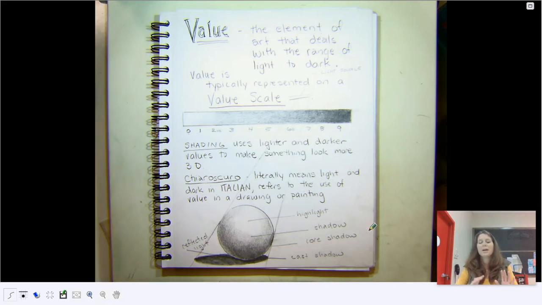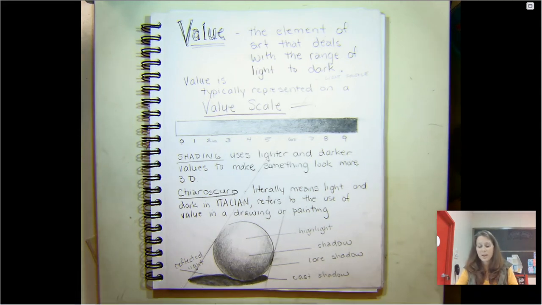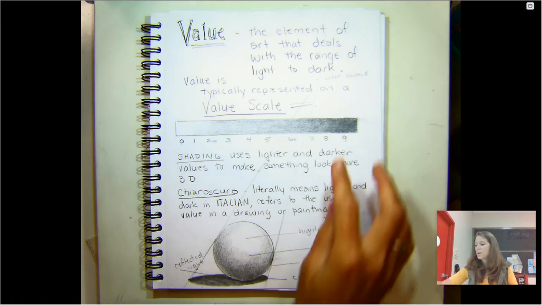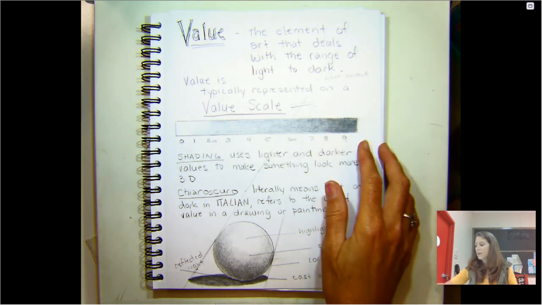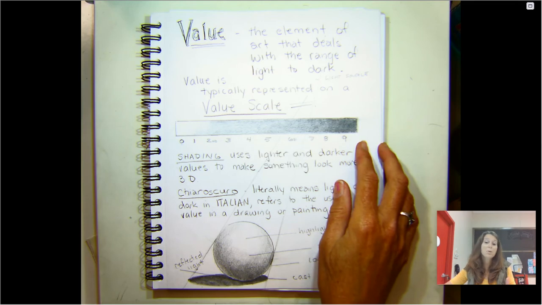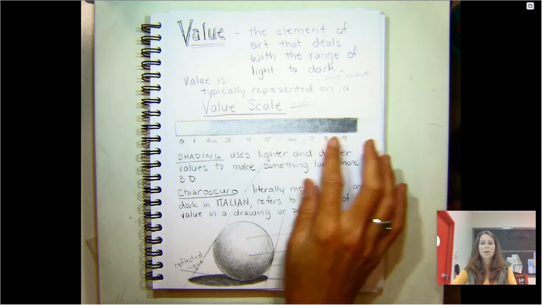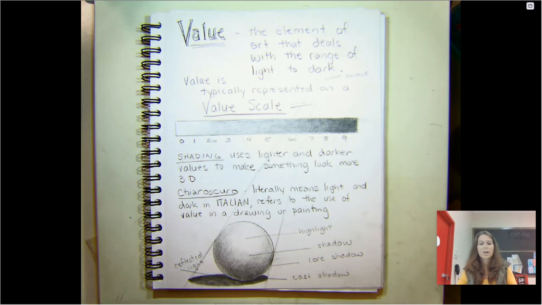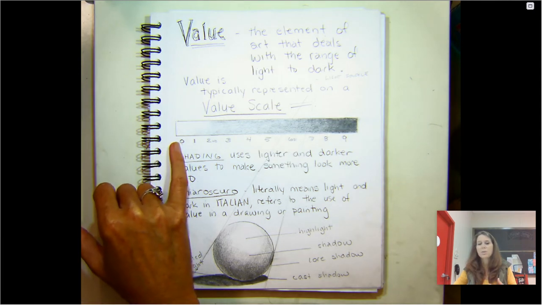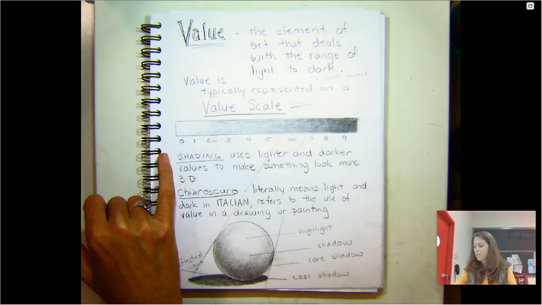Okay, good morning. We're going to go over our notes from yesterday and then we're going to start to add color to value today. Yesterday we talked about value as an element that deals with the range of light to dark, and we created a value scale using a number two pencil going from a nine all the way to a zero. Remember that the zero is left alone. No matter what we're doing, that is an area we will not be shading because it's supposed to be open to the substrate. Substrate just means the paper you're working on.